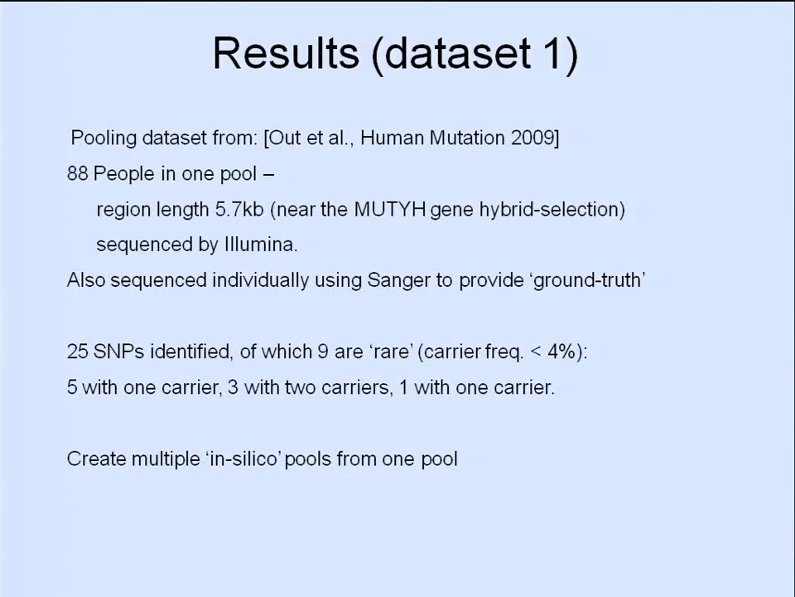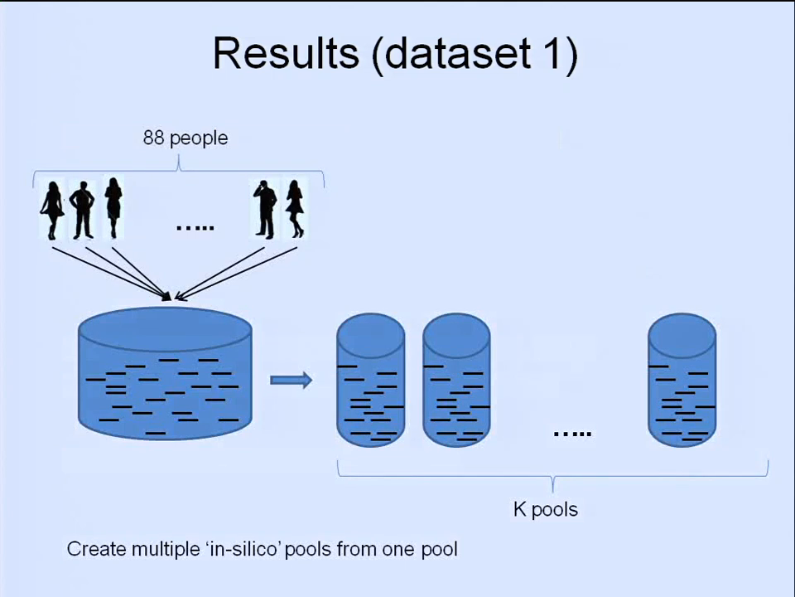The first data set is from a paper by Out et al. There are 88 people in one pool, they amplified one region, and sequenced a lane. They also used Sanger, which gives you the ground truth, on 25 SNPs. We only care about rare SNPs, and we need to create many pools, but they have only one pool, so we have a procedure for resampling and creating many in-silico pools.